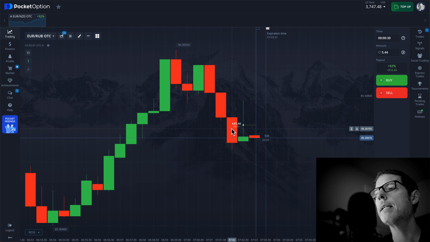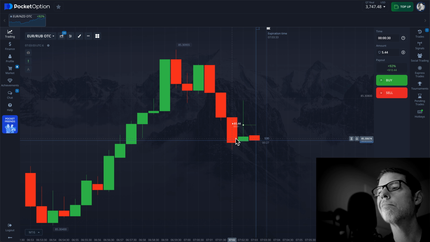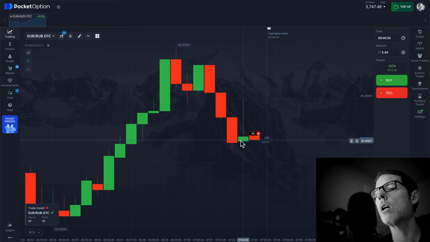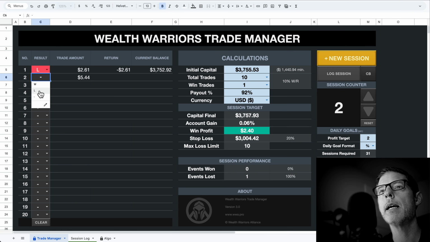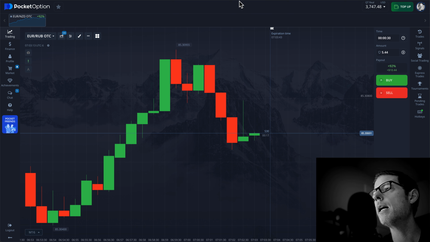1, 2, 3 red candles, entered a little bit close to the start of that green, but we're a bit late on that. So let's go back over to the Trade Manager. Mark this with an L, 11:35.